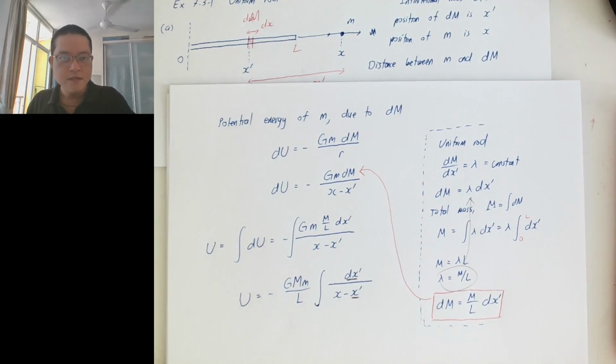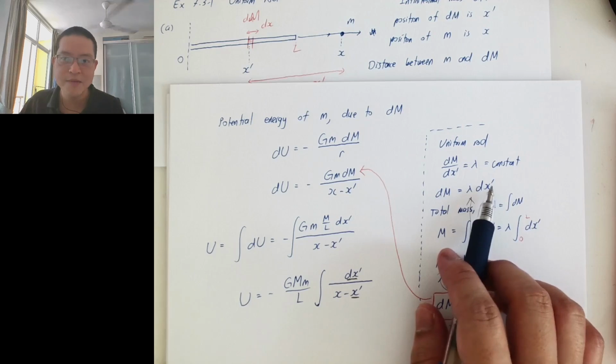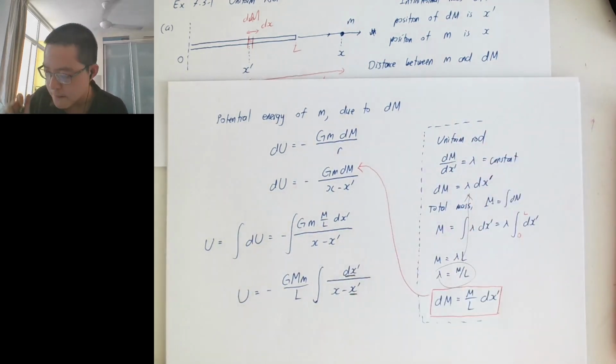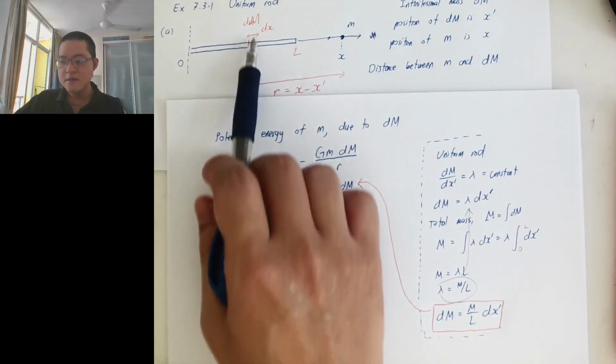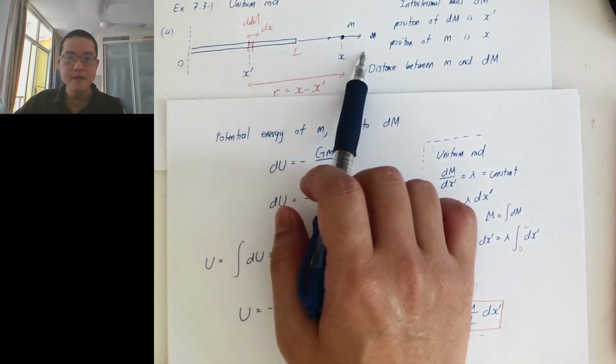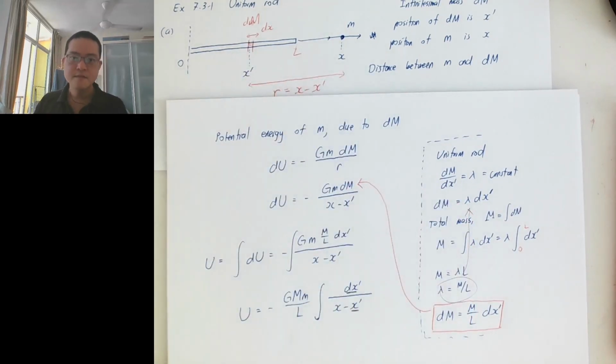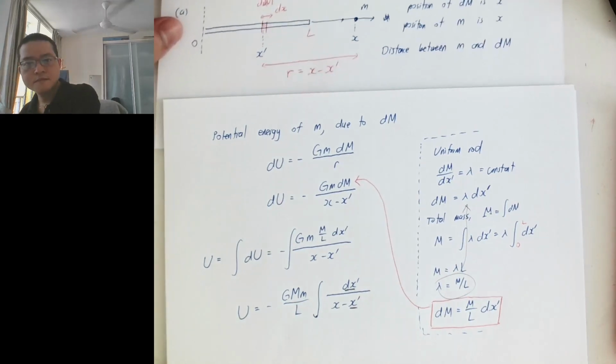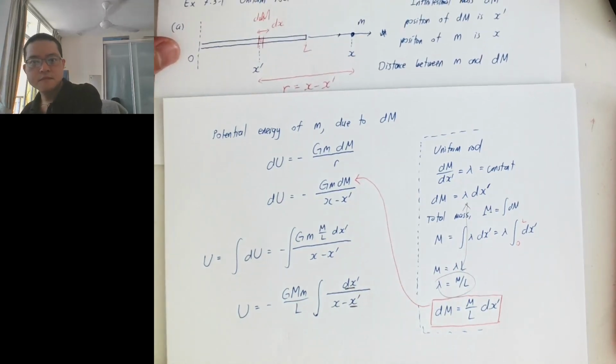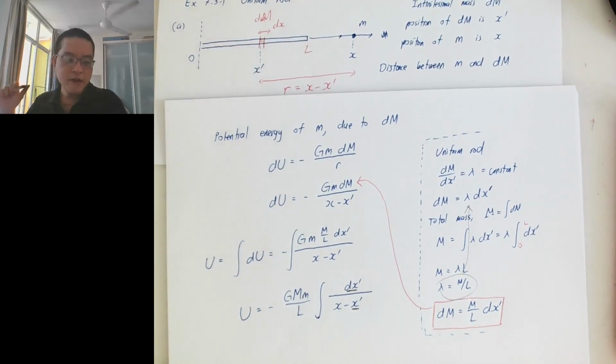Okay, so let's see. Because the dx is for dm, yes, exactly, correct. That's what I meant. That was my mistake, so there should be a prime there. Because dm is for x prime, and this is just x. Okay, follow so far? Any question? No question?